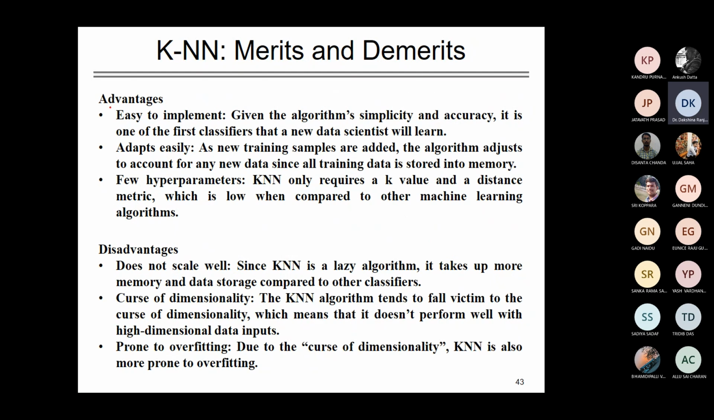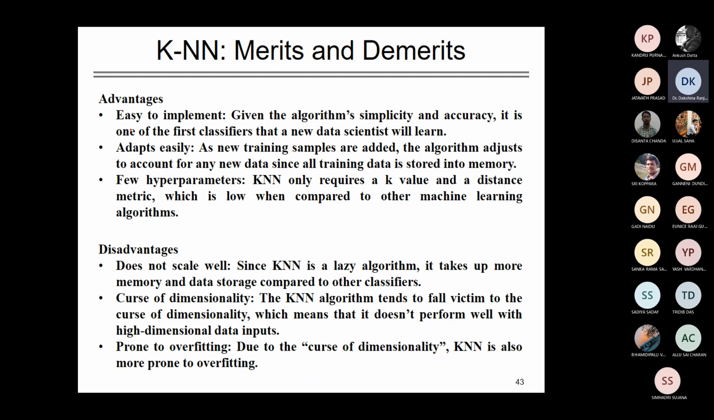Now, what are the advantages of k nearest neighbor? It is easy to implement. This is the first advantage. Given the algorithm's simplicity and accuracy, it is one of the first classifiers that a new person interested in machine learning algorithms can learn easily.